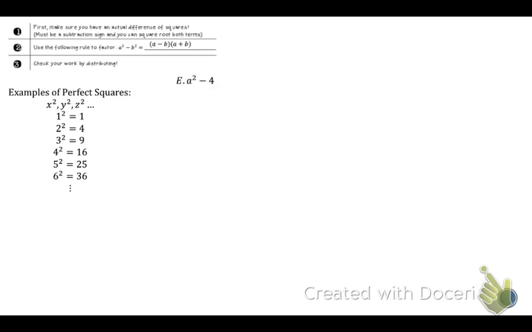So let's look at this one. So you have a squared minus 4. Well, is this a subtraction sign? Yep. So let's square root both sides. So that's going to be a. Square root of a squared is a. Square root of 4 is 2. So that's a minus 2, a plus 2. Boom, you're done. That's all you have to do. Magical, right?